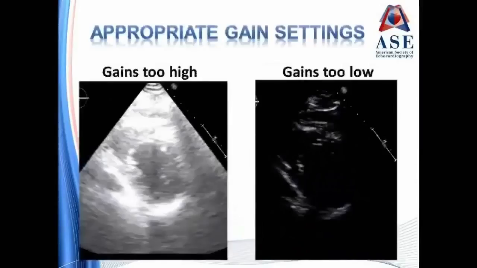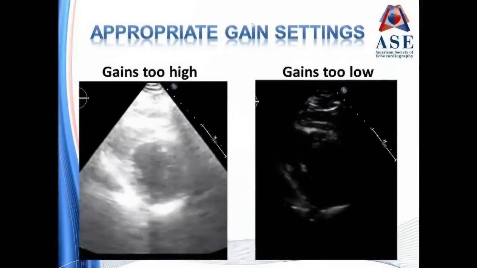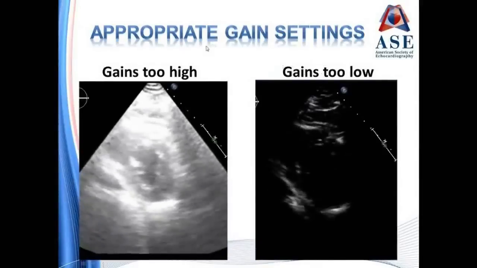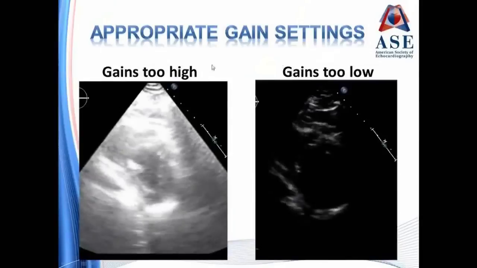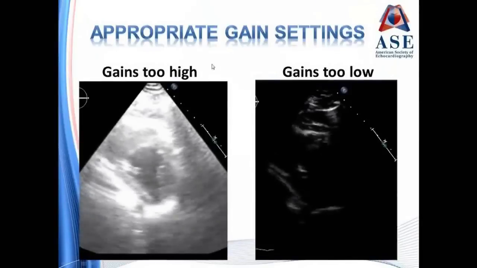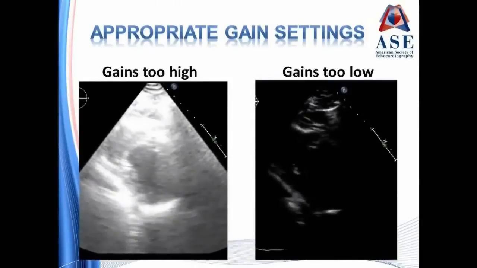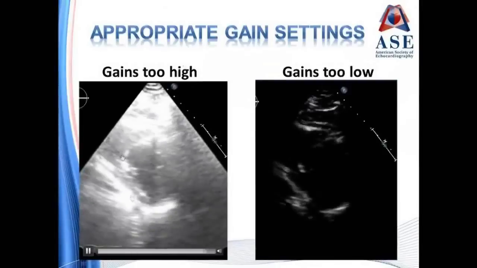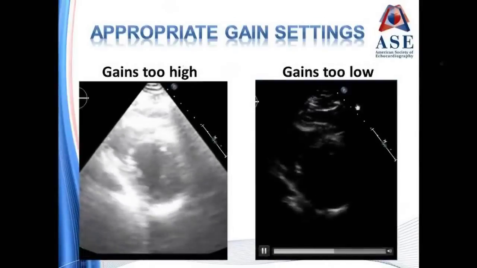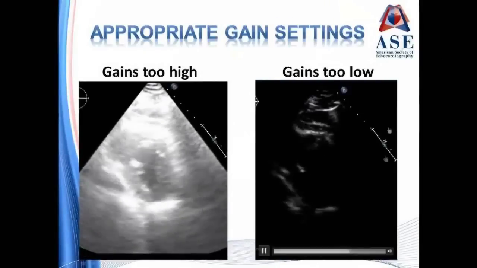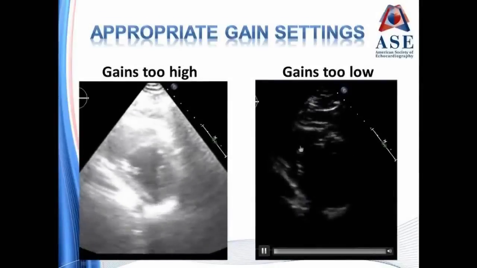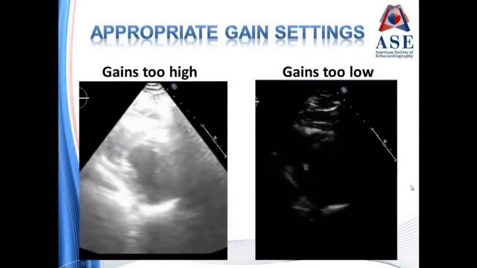Here's what you can do with gains. The machine has been set with the gains way too high. This can happen if you're scanning in a very bright room and turn up the gains so that you can see, but then you will find when you transfer the images that you get this kind of snowstorm look. And if the gains are set too low, although the view may be perfectly on axis, this is uninterpretable data.